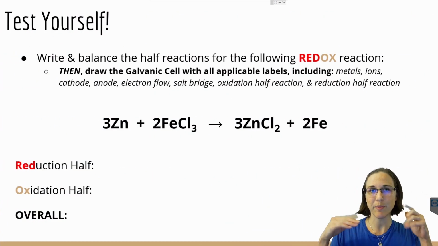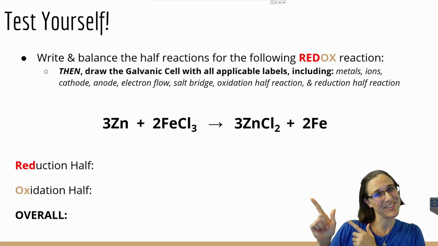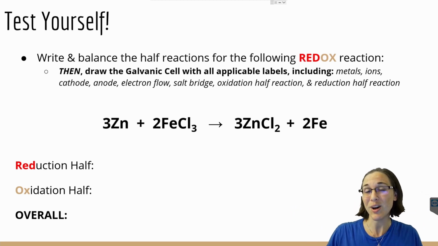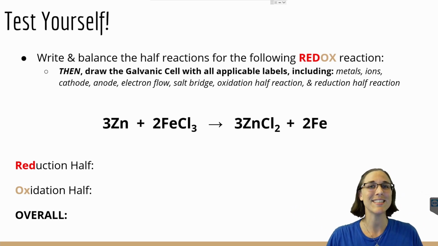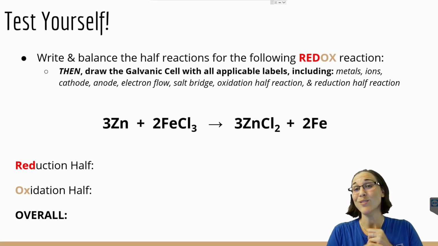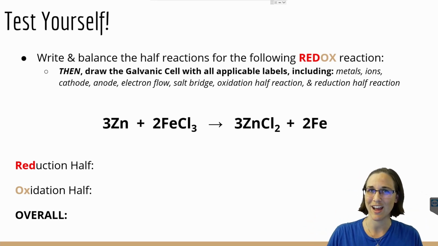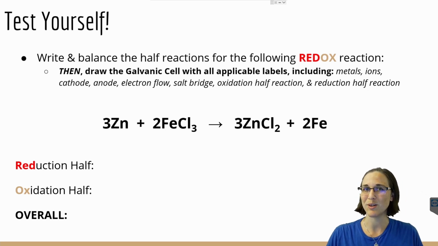Chickadee, check yourself before you wreck yourself, and make sure that you can write and balance the half reactions for the following redox reaction. Once you've done so, make sure you can also draw the complete galvanic cell setup with all of the applicable labels, including the metals that you used in each beaker, the ions that are generated, the cathode, the anode, the electron flow, the salt bridge, of course, the oxidation half reaction, and the reduction half reaction, written below each beaker respectively.